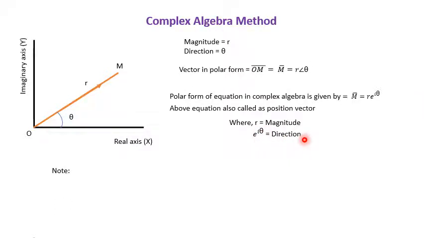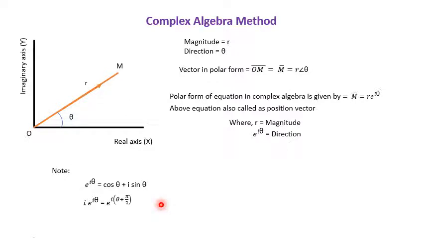And from complex algebra we know that e to the power of i theta, Euler's formula, is cos theta plus i sin theta, right? Cos theta plus i sin theta. Here i is the imaginary number, so this part is the imaginary part whereas this part is the real part.